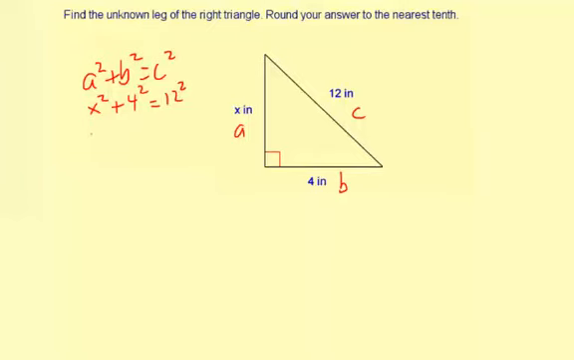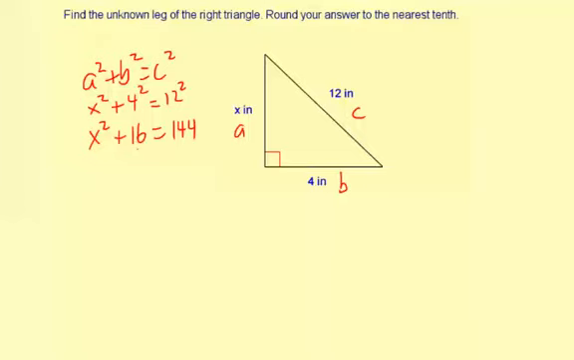So let's go ahead and simplify a little bit. X squared can't be simplified, but 4 squared is 4 times 4, which is 16, so I can put 16 here, and then equals 12 squared, and I know 12 times 12 is 144. It really is helpful to memorize your perfect squares. It makes working these Pythagorean theorem problems a lot easier.